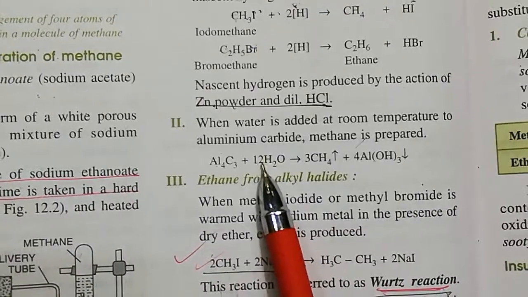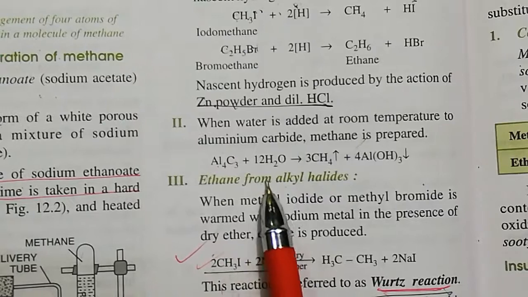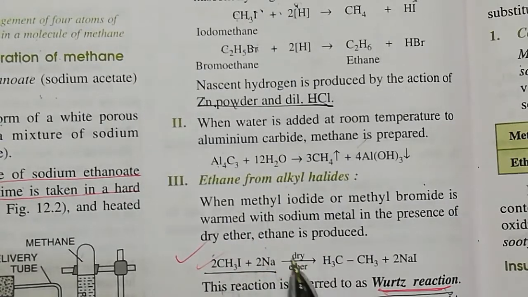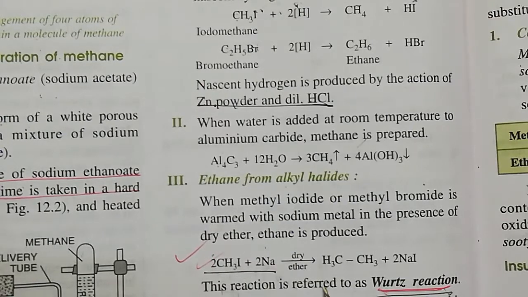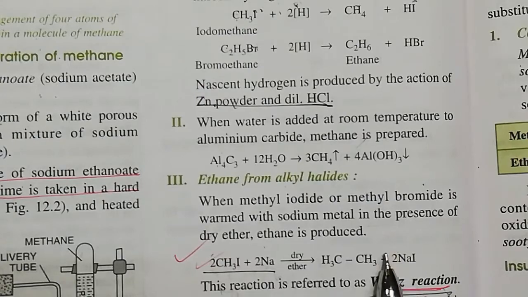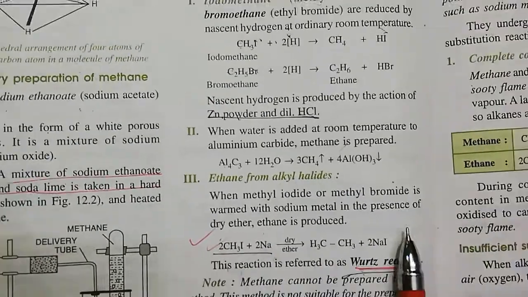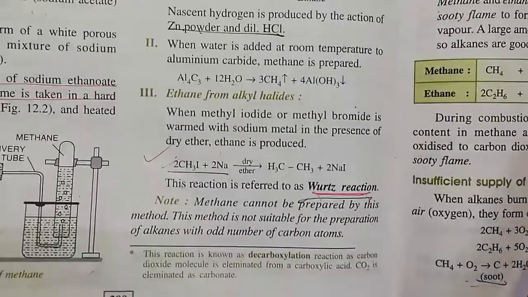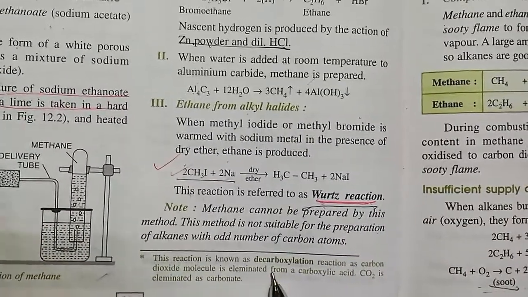One more with aluminium carbide whenever allowed to react with water. That one is Wood's reaction, but in this reaction ethane is obtained, not methane. Remember. One important point here we'll discuss is decarboxylation. As I have said, decarboxylation at the bottom.